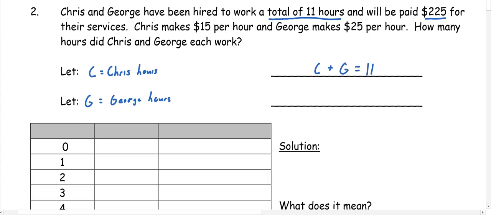That's going to represent the first 2 columns in our table. For the last column, we want to figure out how it's going to equal $225. We know that Chris makes $15, so we have 15C plus 25G, because we're going to take their hours and multiply by their pay to get the total amount that's going to be paid.